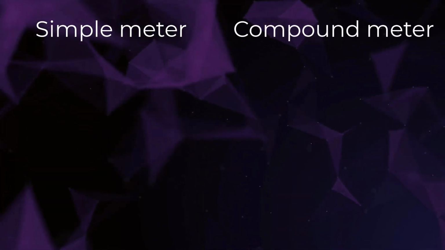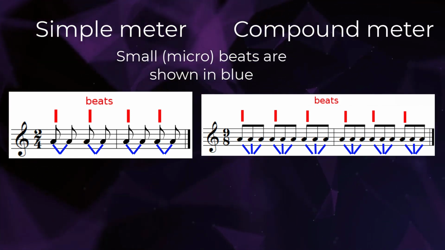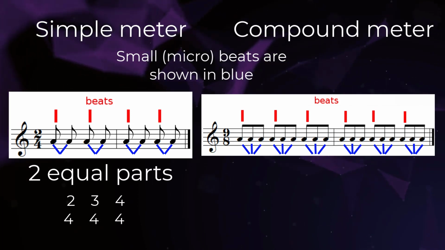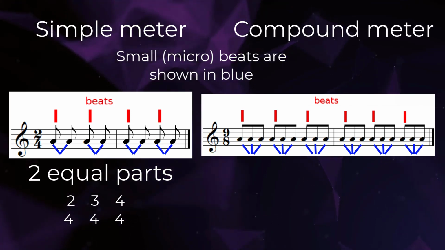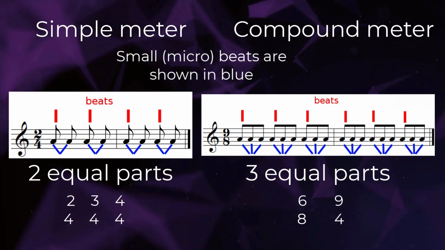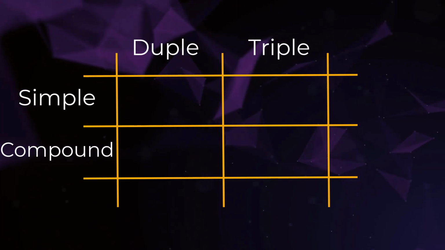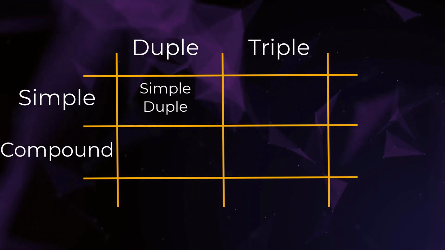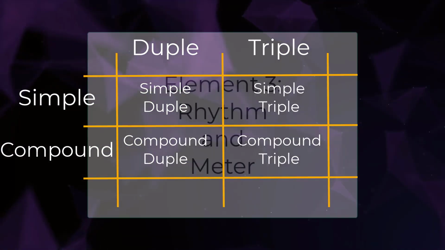From there, we look at how those large beats are divided to determine the other 2 types, simple and compound meter. Simple meter divides the macro beat into 2 equal parts. Examples include 2/2, 3/4, and 4/4. Compound meters divide into 3 equal parts and include 6/8 and 9/4 time. It is not possible to have a duple triple meter nor a simple compound meter. Only these 4 permutations exist: simple duple, simple triple, compound duple, and compound triple.